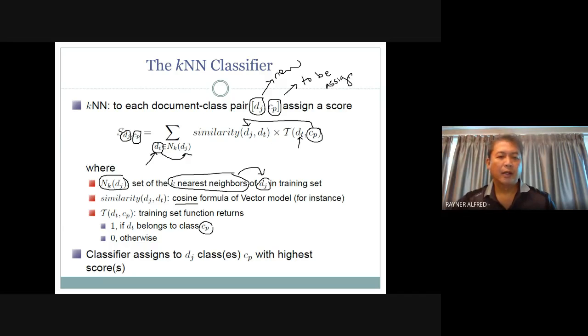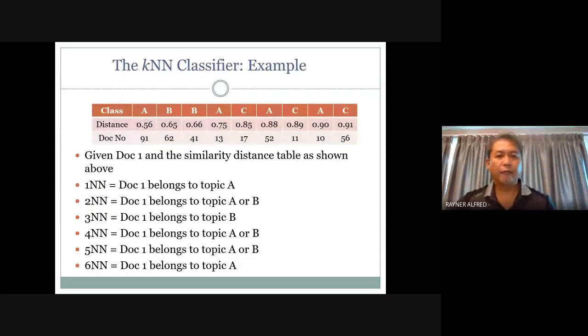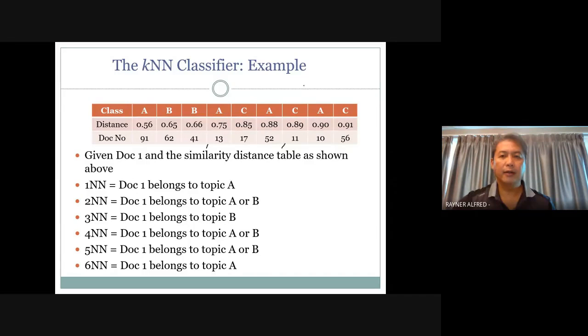Okay. So the classifier assigns the new document to class cp with the highest score. The highest score means the majority: the class that has the highest number of labels among the nearest neighbors that we have here. Okay. So for example, how many documents do we have here? We have 9 documents here.